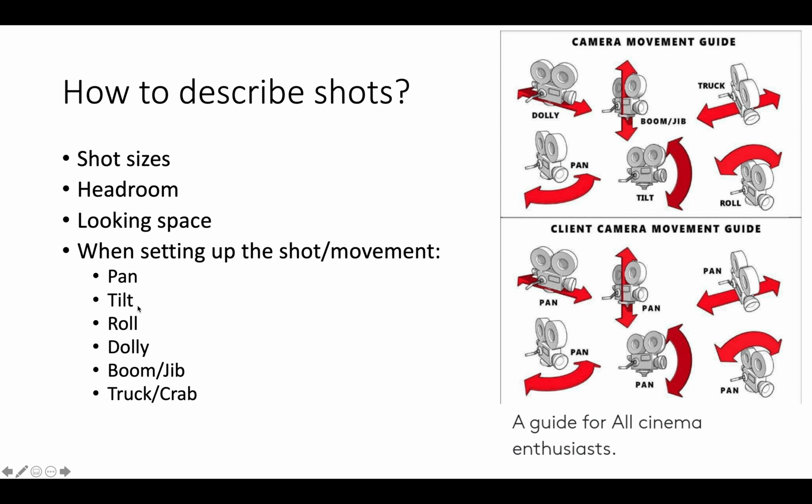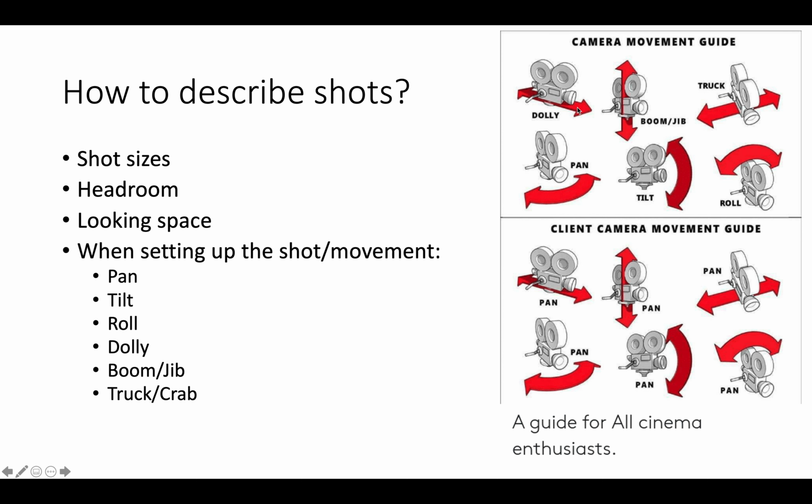So the top three, as I mentioned, are all rotations around the axes. These bottom three, dolly, boom/jib and truck/crab, these are all movements along an axis. So these are specifically camera movements as opposed to a way of asking someone to frame. Up here we've got the examples.